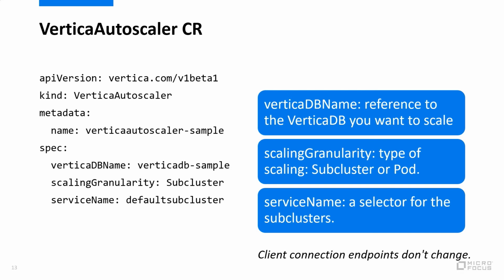A key thing to note here is that the client connections do not need to be adjusted for scaling operations. Clients will continue to connect through a well-known service object. If the autoscaler adds a new subcluster, the clients continue to use the same endpoint. It will just load balance with the new subcluster. I want to take you through a demo to really show you how this is integrated.